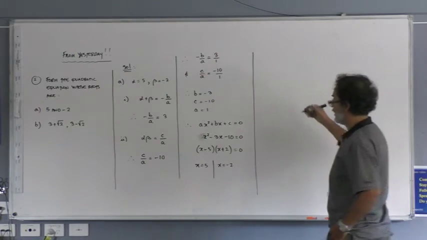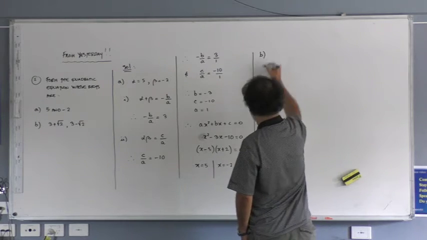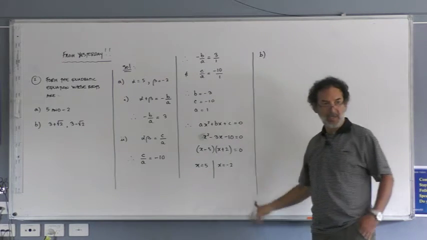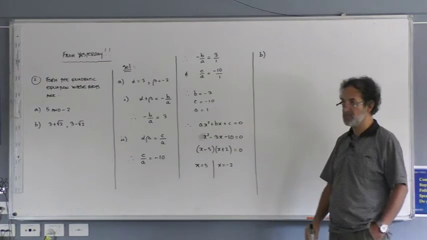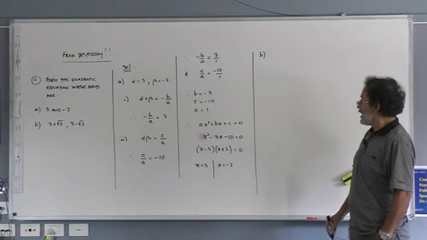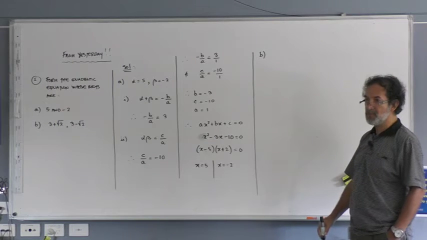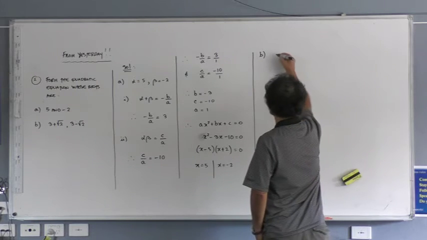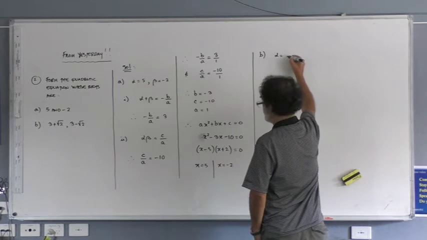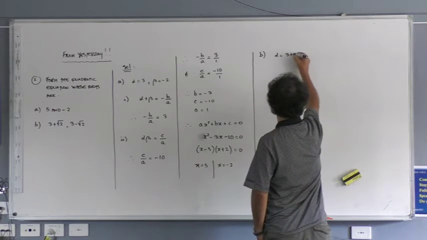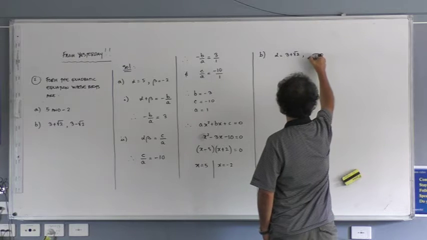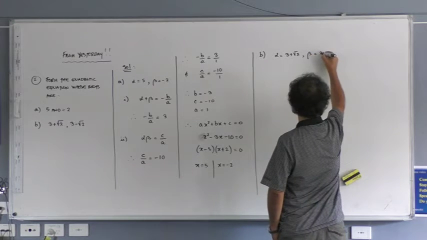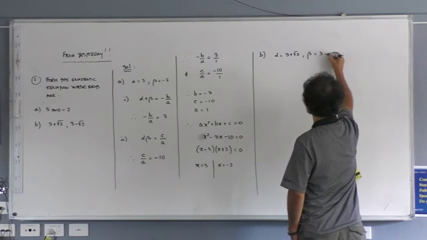And for B, now we're going to do B. Then I'm going to show you a short way of doing this, but for now we're going to be using these properties. So for B, we're going to be doing exactly the same. For B, we have alpha equal to 3 plus √2, and beta equal to its conjugate.